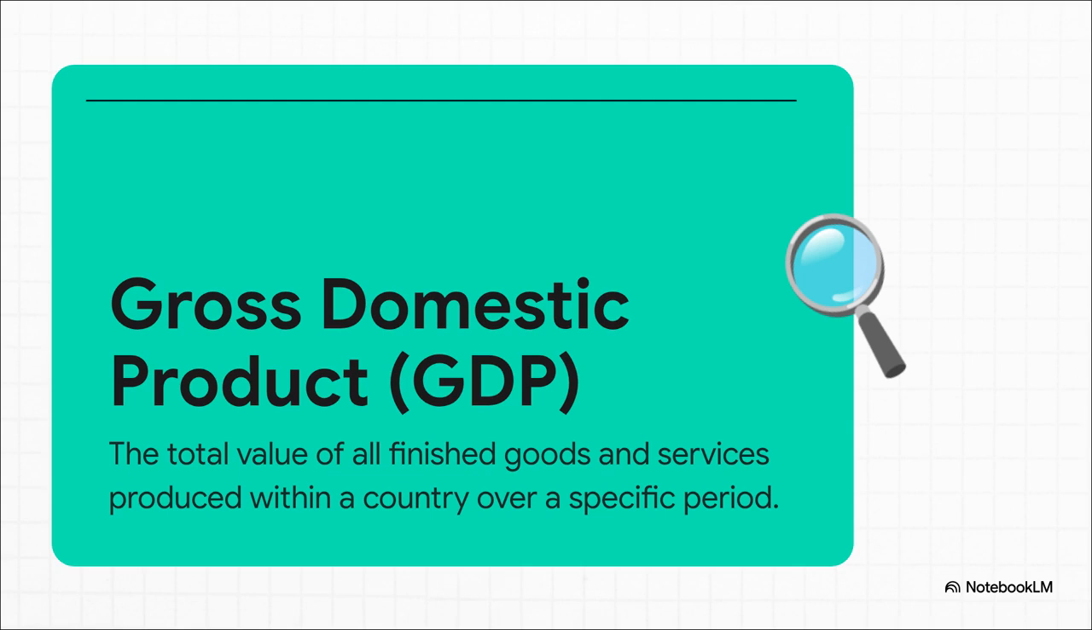Now, those two words, finished and within, are super important. Finished means we only count the final product, like a brand new car, not the tires and steel that went into it. That way, we don't double count things.